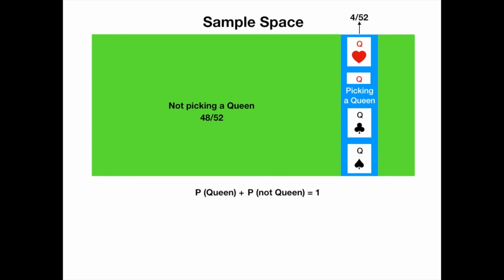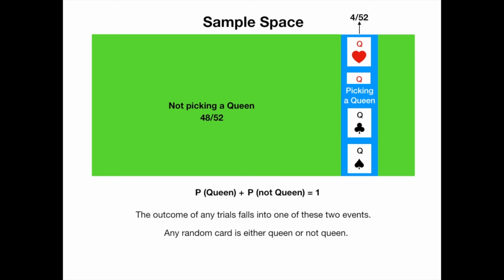We notice that the sum of these two probabilities is equal to 1. That means the outcome of any of the trials falls into one of these two events. Pick a card: it is either a queen or it's not a queen, right? These two events do not overlap, right? Either one or the other. And the probabilities of the two events sum to 1. If two events satisfy these two conditions, then these two events are called the complementary events of each other. So picking a queen and not picking a queen are the complementary events of each other.